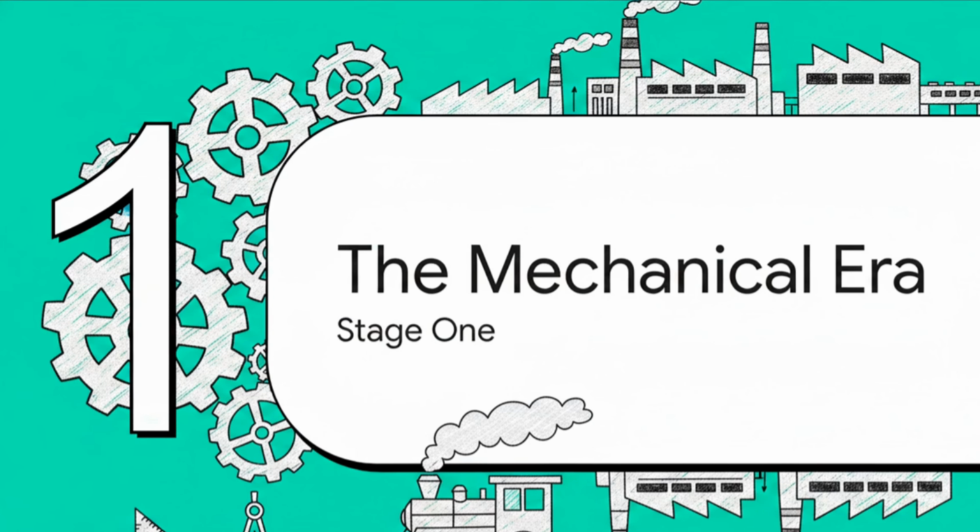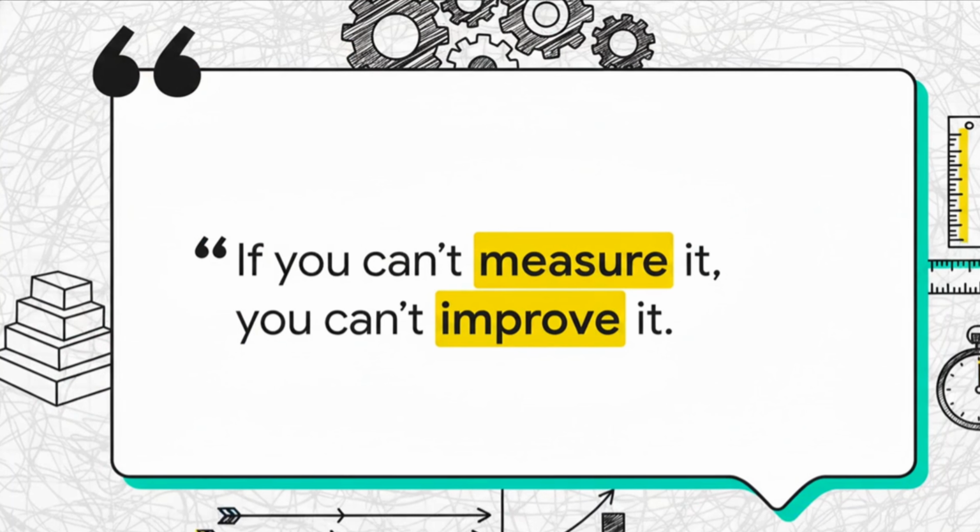Stage 1, the mechanical era, spanning roughly from 1800 to 1950. This era was heavily influenced by modernism and the booming Industrial Revolution. That quote right there perfectly encapsulates this era. If you can't measure it, you can't improve it. Modernism brought an absolute obsession with rationalism and strict quantification.